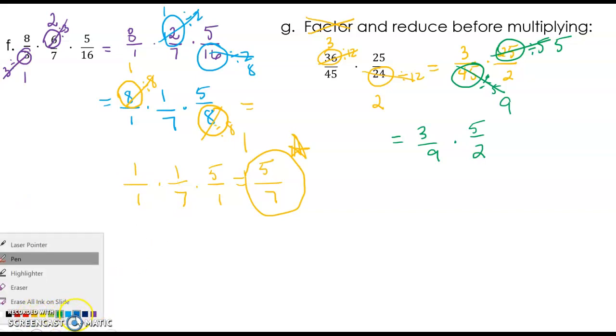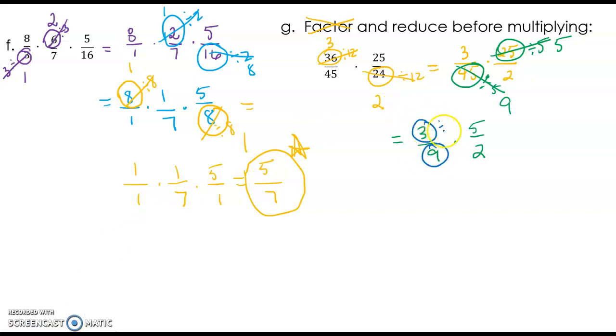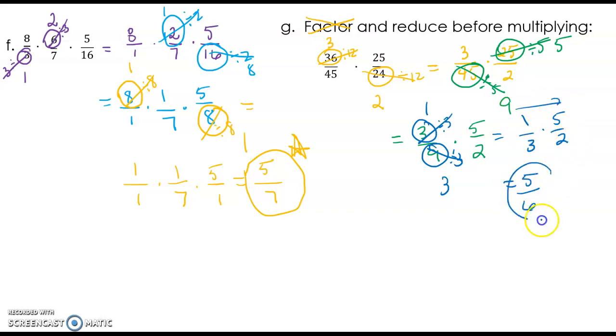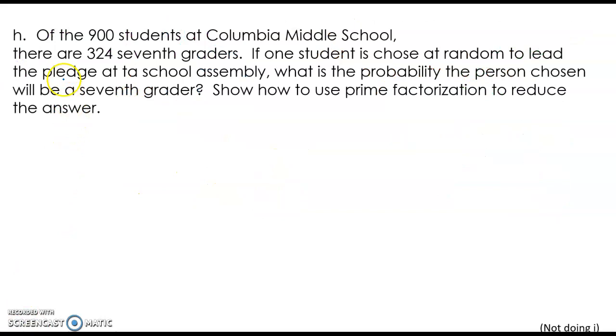Let's use blue. So I have 3 and 9. I can divide the top and the bottom by 3. So this is 1, and this is 3, and I rewrite this. 1/3 times 5 over 2, and I think that that's it. So I'm going to go ahead and multiply that out. 1 times 5 is 5, and 3 times 2 is 6, and that's as far as that goes. Okay, last one.